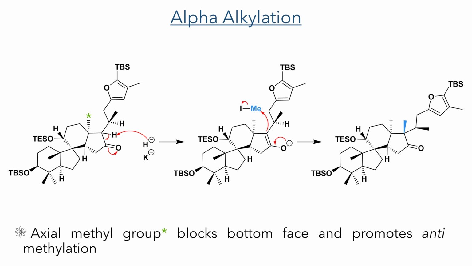Deprotonation of the alpha position using potassium hydride formed an enolate nucleophile which reacted with the methyl iodide. Steric repulsion from the axial methyl group blocks the bottom face of the molecule and promotes an anti-orientation between it and the newly added methyl group.